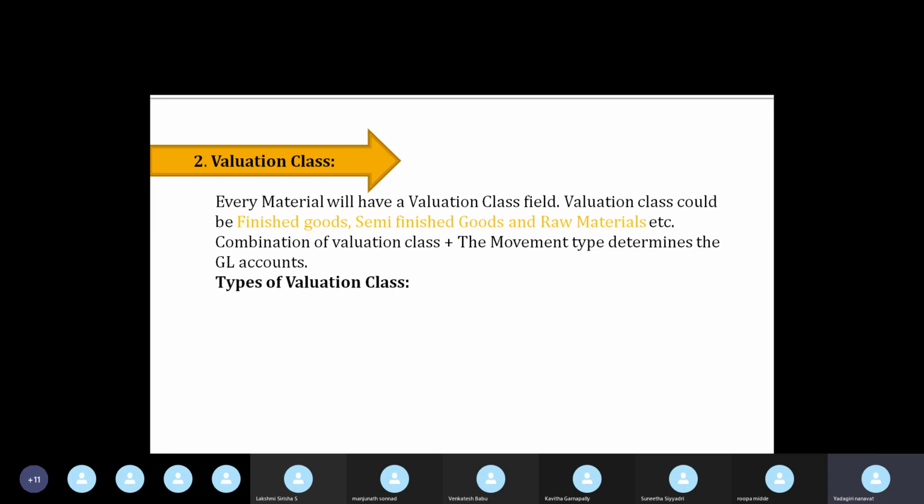The types of valuation class, for example, are predefined by SAP, but in real time we have to create our own. Second one is semi-finished goods and finished goods.